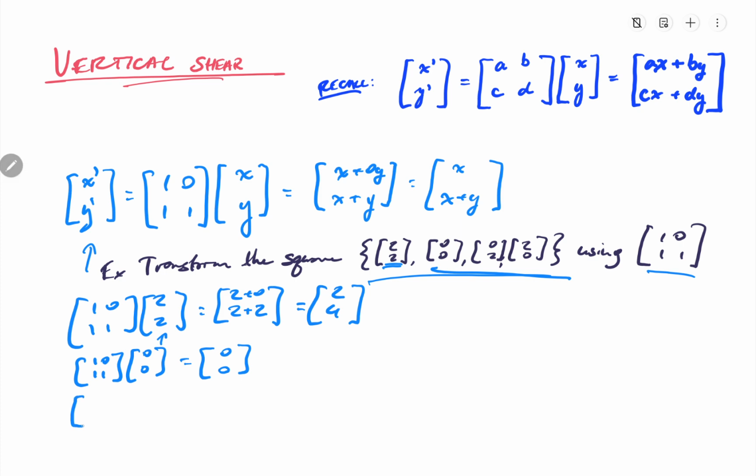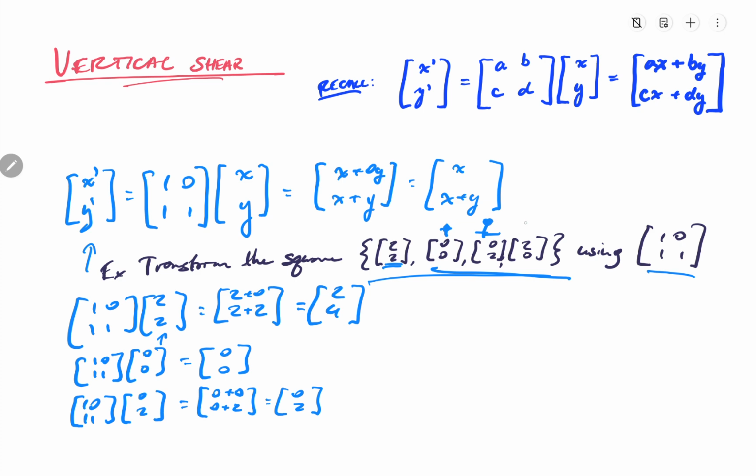If we keep on going with our 0, 2, we have 1, 0, 1, 1 with 0, 2. If we take the product, first times first is 0, second times second is also 0 for our first row, and then first times first is 0 plus second times second, which is 2. That gives us 0, 2, because this one was the origin, and this one was 0 in the x direction, 2 in the y direction.